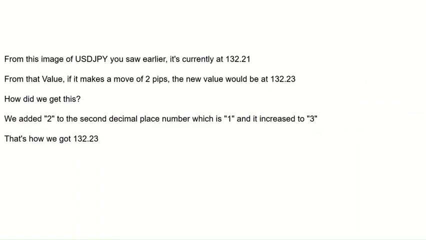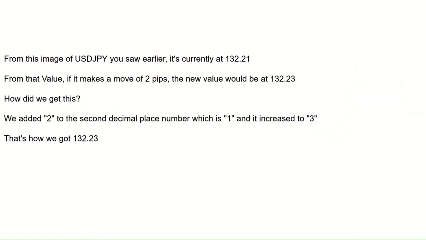Let me explain again. You can see the current market price is at 132.21. So if it makes a movement of 2 pips, then we are going to add that 2 to the second decimal place digit, like I've said earlier, because for JPY pairs, their pip calculation starts from the second decimal place digit. So here, the second decimal place digit is 1. So if we add the 2 pips to the 1, then it will give you 2 plus 1, which is 3. So the new value will become 132.23 after it makes a 2 pip movement. Let me say it again for clarity.